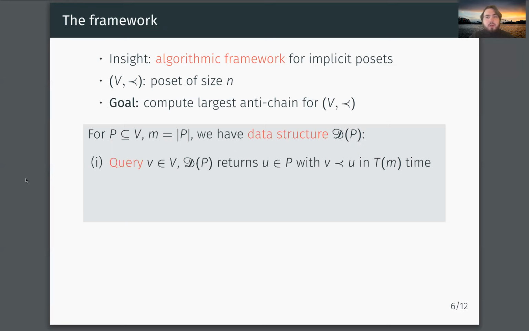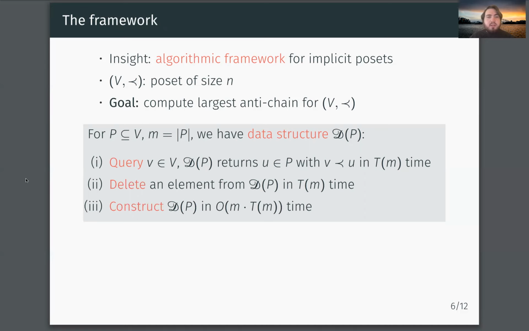It can perform a query operation, which, given an element V, returns an element U in P such that V is less than U. This has to run in T(m) time for some function T. The second requirement is that we are able to delete an element from the data structure in T(m) time. And the third requirement is that we can construct this data structure in m·T(m) time.